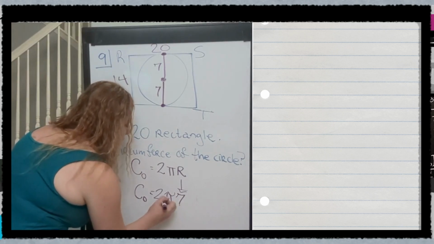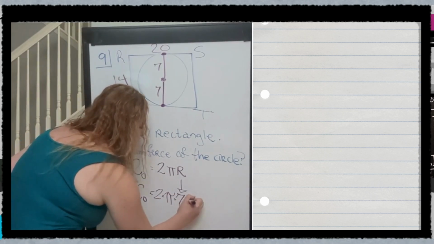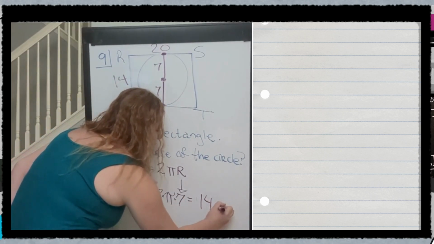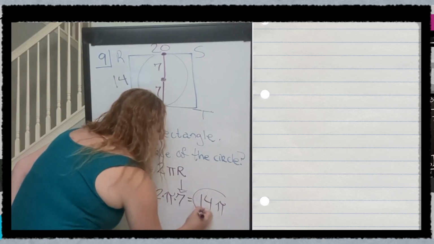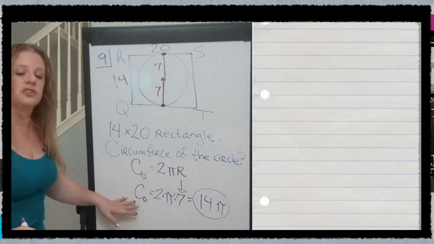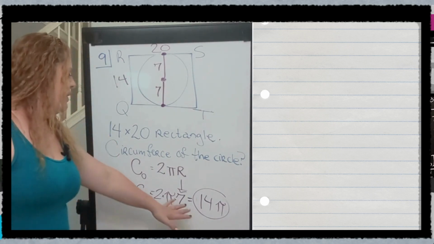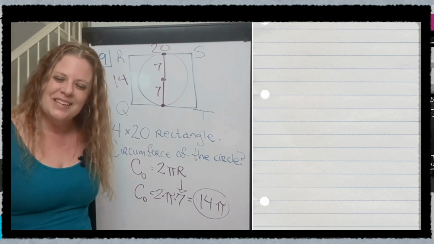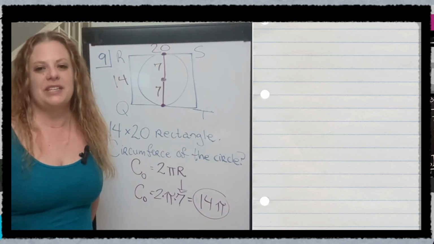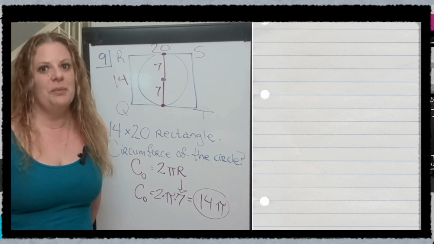This is all multiplication in between. That gives us 14 pi as our circumference. 2 times 7, the pi after. So we have 14 pi as our circumference. That's our answer. Different numbers here. Make sure you pay attention to your numbers.